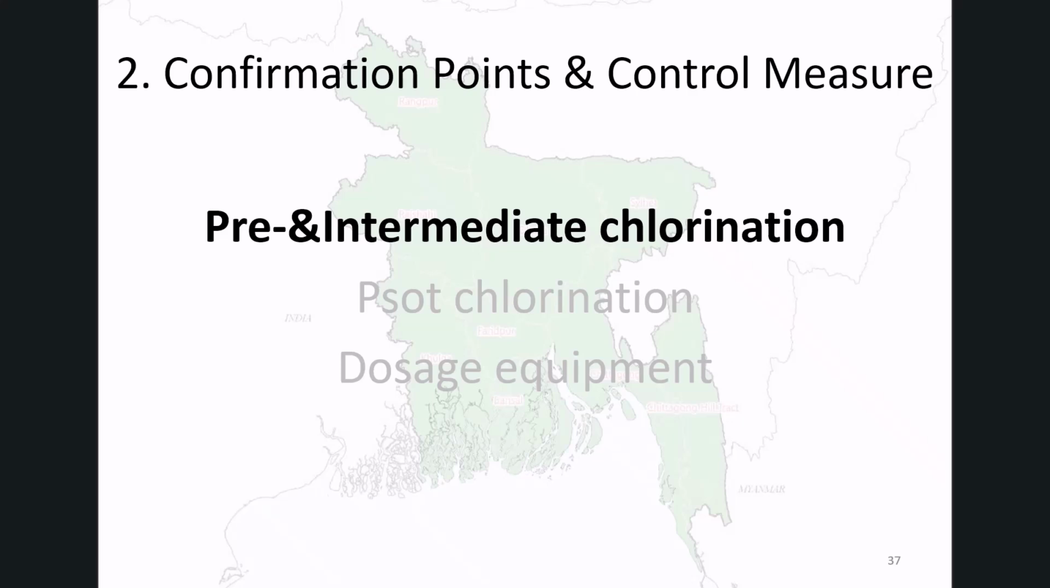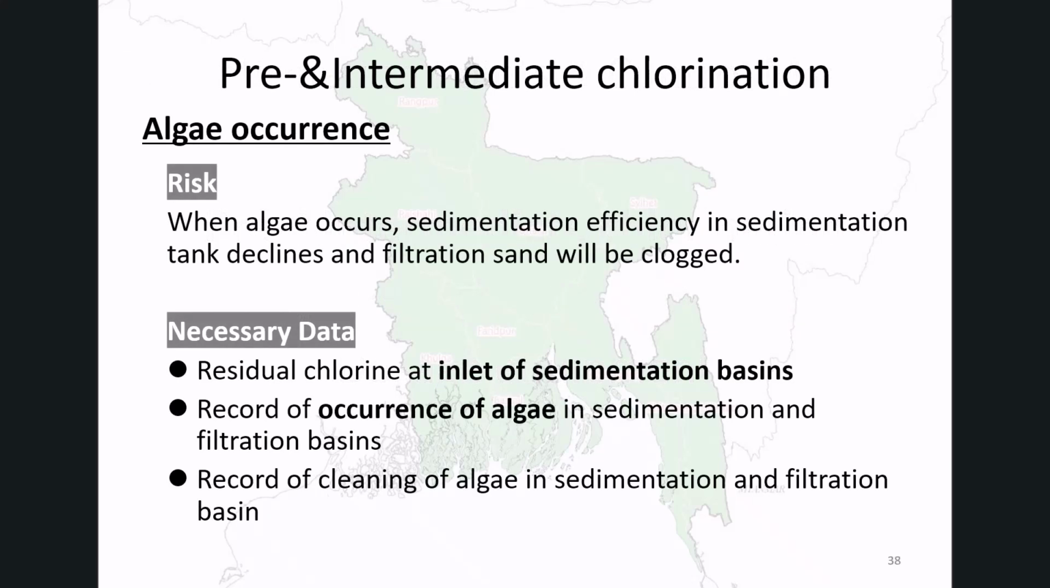Pre- and intermediate chlorination. What risk will be caused when the pre- and intermediate chlorine does not work properly? The answer is here. Algae growth inside sedimentation and filtration basins is a common operational problem, especially in warm climates. When algae occurs, sedimentation efficiency decreases and filters become clogged more quickly.